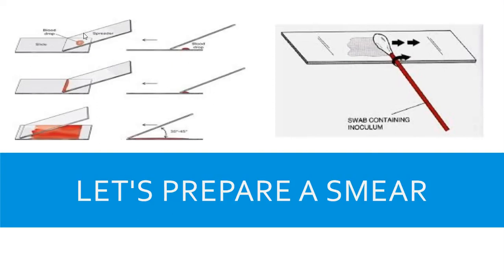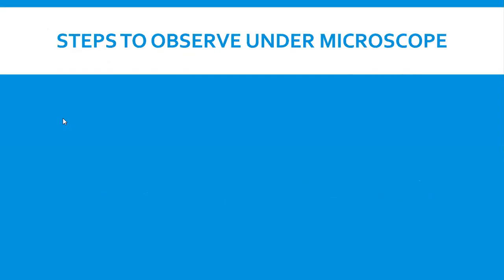They do take a drop of blood. They take the slant slide a little backward, and then they take it and stretch it forward at an angle of 30 to 45 degrees, so that you get an even blood smear, so that you can see whatever is there in your blood. So that's how you prepare a smear.